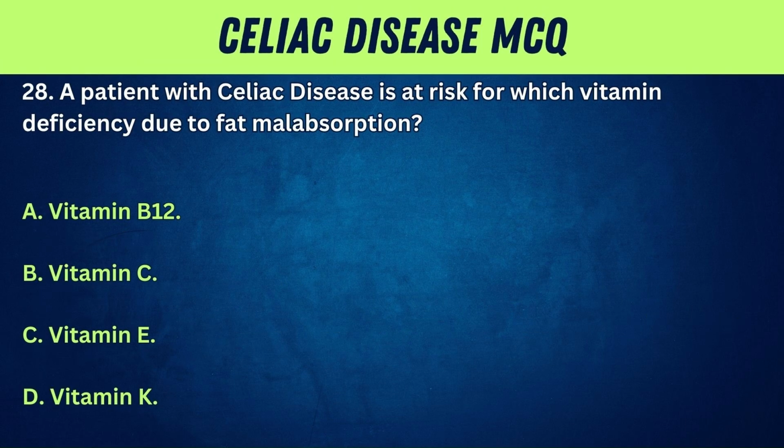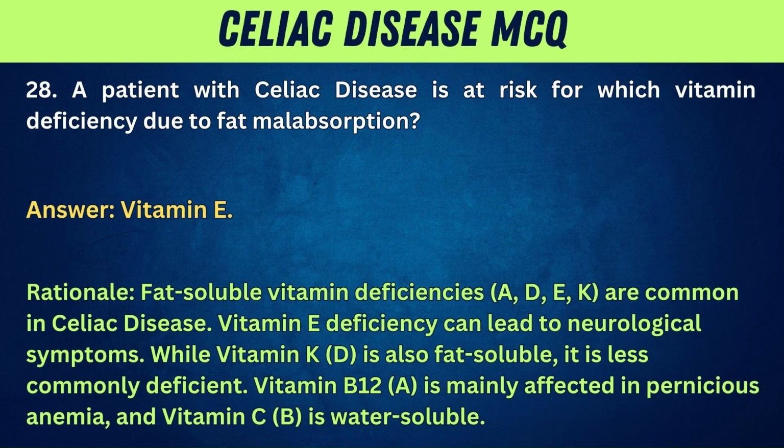28. A patient with celiac disease is at risk for which vitamin deficiency due to fat malabsorption? A. Vitamin B12. B. Vitamin C. C. Vitamin E. D. Vitamin K. Answer: Vitamin E. Rationale: fat-soluble vitamin deficiencies, A, D, E, K, are common in celiac disease.